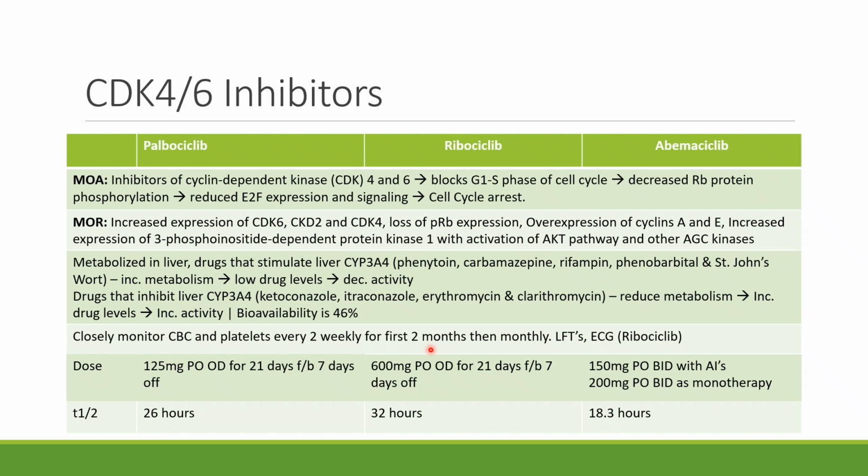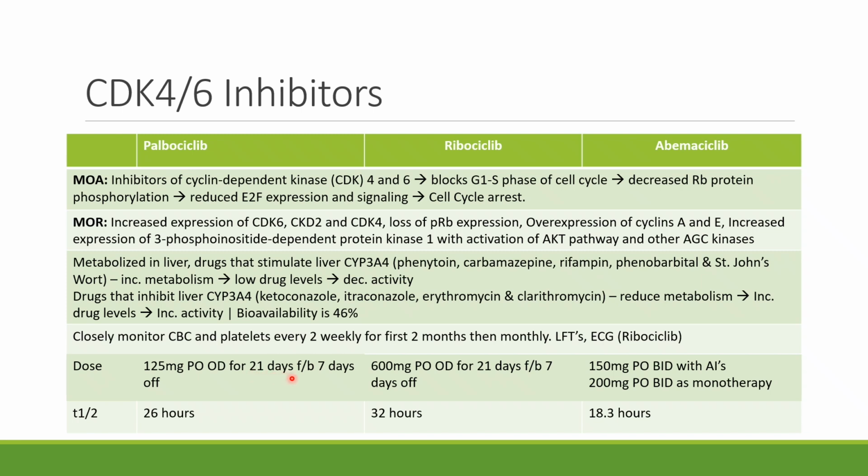Initially every 2 weeks for the first 2 months, then monthly, as well as LFTs, as the metabolism is in the liver and there is derangement of liver enzymes AST and ALT. We also do a baseline ECG if we are giving ribociclib, because the toxicity of ribociclib is that it will prolong the QT interval.